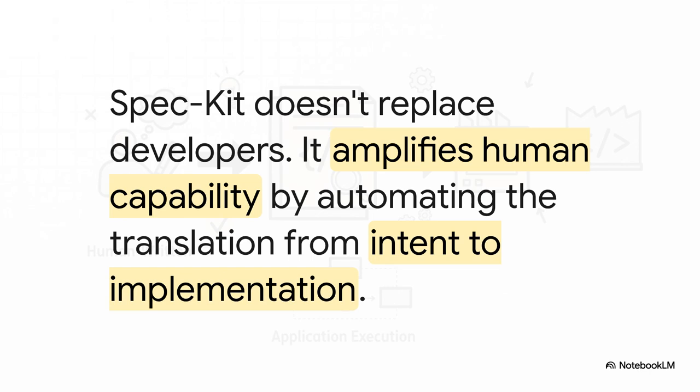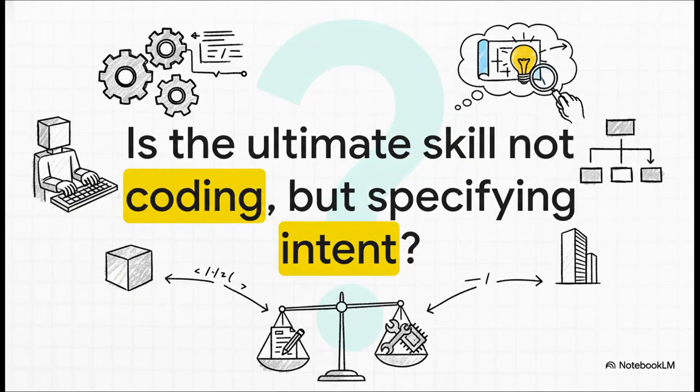Okay, so let's pull all this together and take a look at what this really means for the future. This right here is the key takeaway. SpecKit isn't about replacing developers. Not at all. It's about amplifying them. It automates all that tedious work of translating an idea into code, and that frees up developers to focus on architecture, on creativity, and on solving the truly hard problems. And that leaves us with this one final, kind of provocative question for the future. As tools like this get better and better, what becomes the most valuable skill for an engineer? Is it the ability to write flawless code, or is it the ability to articulate flawless intent? Definitely something to think about.